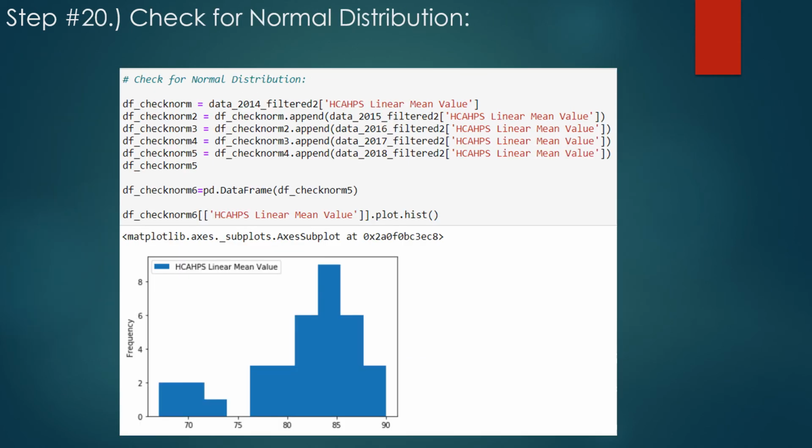Now we check for normal distribution. We're looking at normal distribution for 2014, 15, 16, 17, and 18, the linear mean values. And we produce this histogram which shows that it is normally distributed.